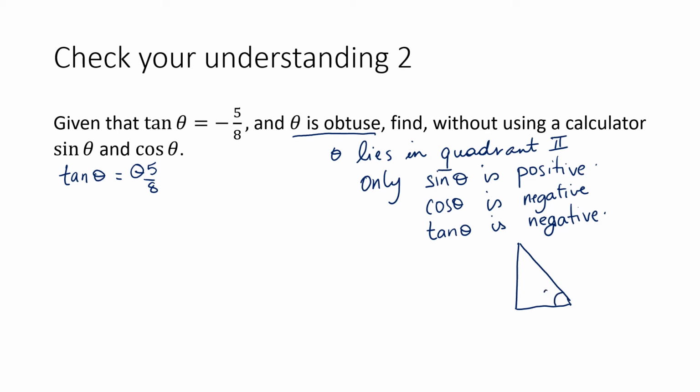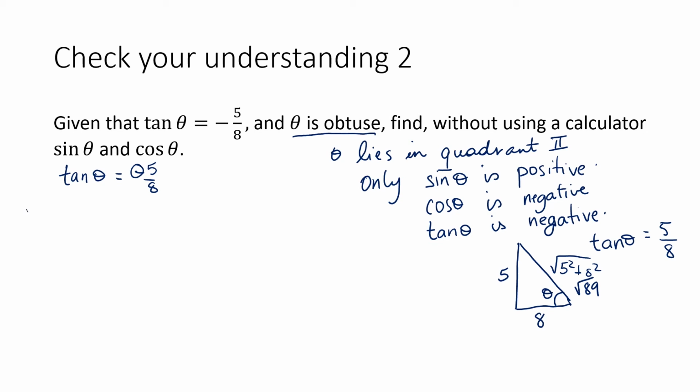If this is theta and tangent of theta is 5/8. Notice we dropped the sign because, like I said, the only purpose of the sign is to help us determine which quadrant it falls in. So tan is opposite over adjacent, so that means that here is 5 and here is 8, making the hypotenuse here be the square root of 5 squared plus 8 squared, which is equal to the square root of 89. So now that we know the hypotenuse, we can find all our ratios.